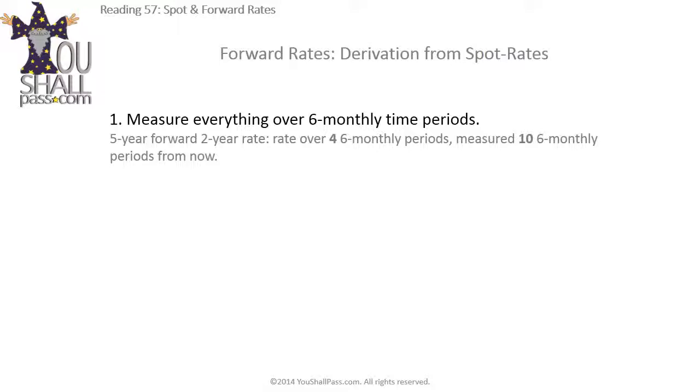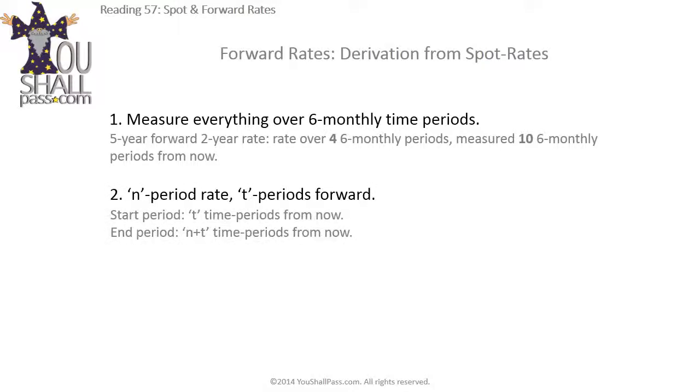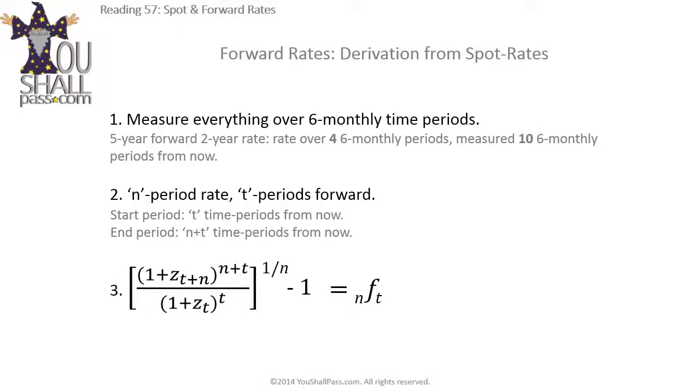More generally, let's just consider the n period rate t periods forward, or t periods from now. Call the tth time period your start period and the t plus nth time period your end period. From there on, it's basically simple algebra, some common sense, and a bit of practice. You work out the amount of money you would have had you invested at the spot rate corresponding to the end period. You then divide that with the amount of money you would have had you invested at the spot rate corresponding to the start period. The nth root of this ratio minus 1 is then your t periods forward n period rate.